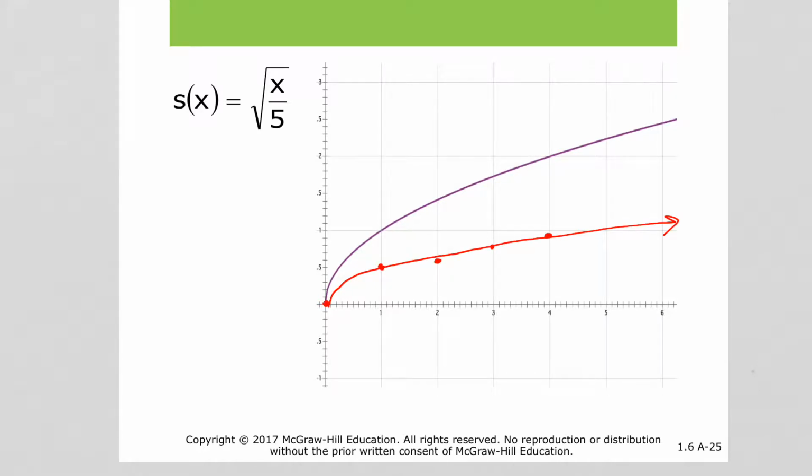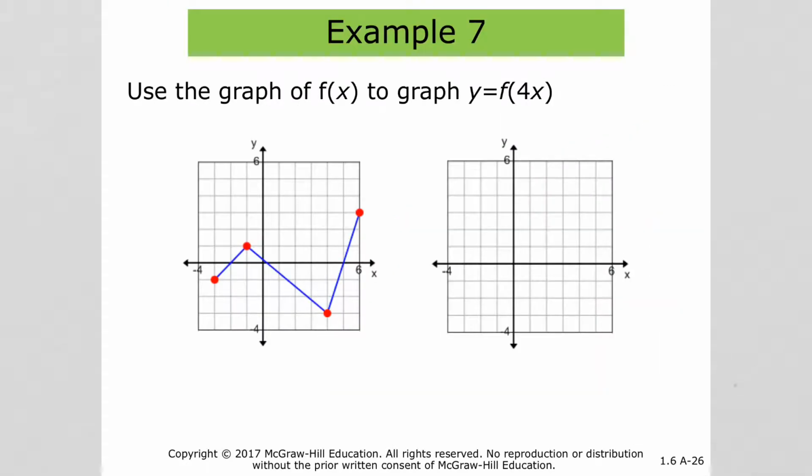So this time we have taken it and horizontally stretched, grabbed it right here and pulled it out. Okay, we're getting there. We're close to being done. I know this is a long section. For example 7, we're just going to use a graph that's already given to us and think about what's going to happen to it and graph it.